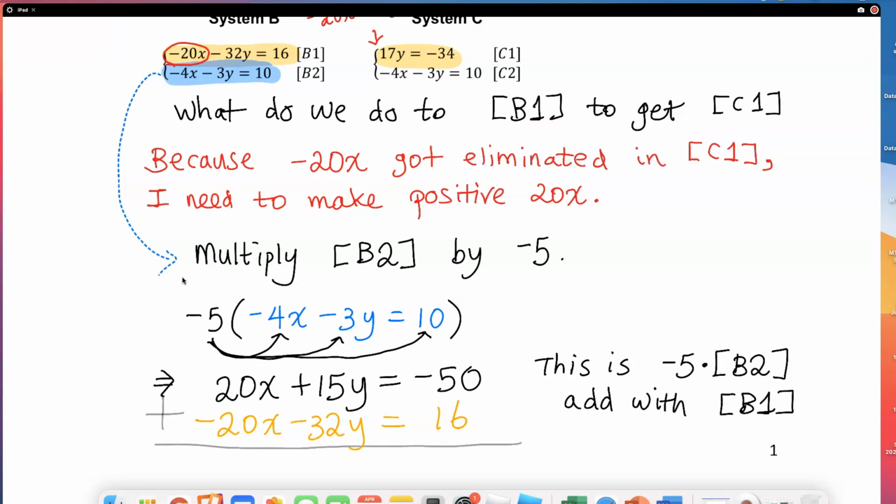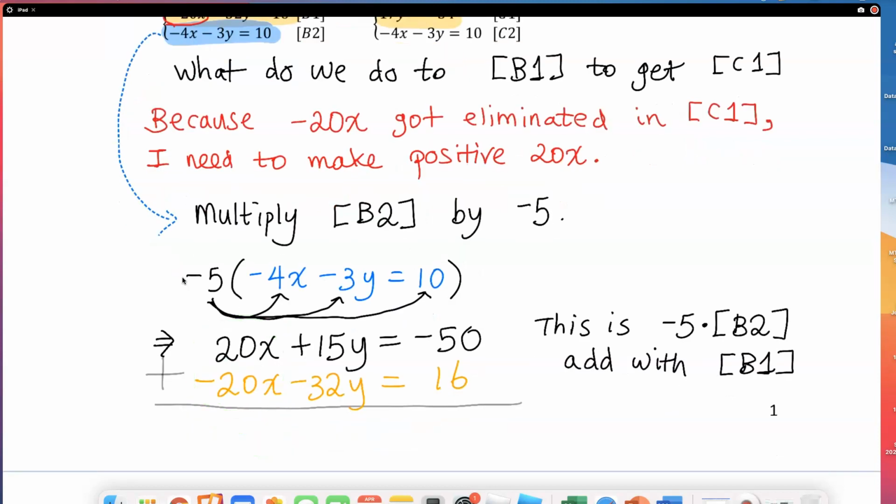So what happened to this positive 20 and negative 20? X is gone now. X is gone. So no more x. But next, 15y minus 32. 15 minus 32 is negative 17. So you're going to write down negative 17y equals, and now do the other side. The other side is negative 50 plus 16. Negative 50 plus 16 is negative 34. Negative 34. And you're going to like this.